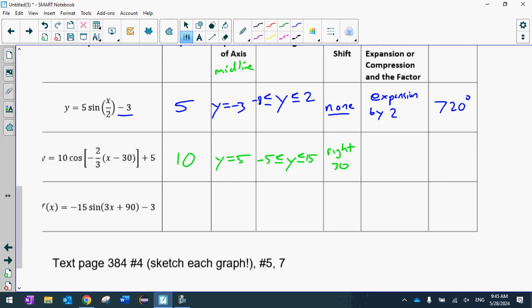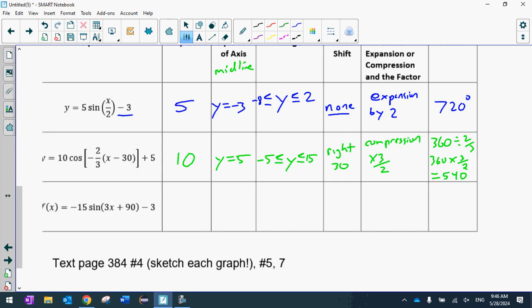This one has been an expansion. Actually, it's a compression, technically. You would divide by 2/3, which is the same as multiplying by 3/2. Okay? It's also a reflection in the y-axis, which we don't usually do, but there it is. The period would be 360 divided by 2/3, which is the same as 360 times 3/2. Which is, let's see, 180 times 3, I think 540, is that right? 540? Is that good?